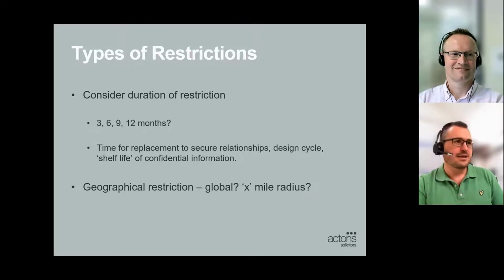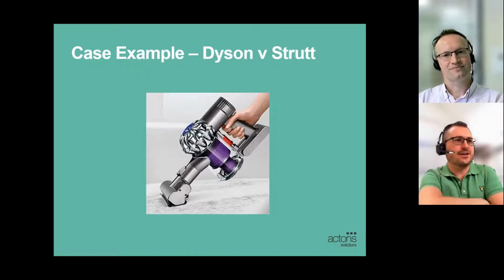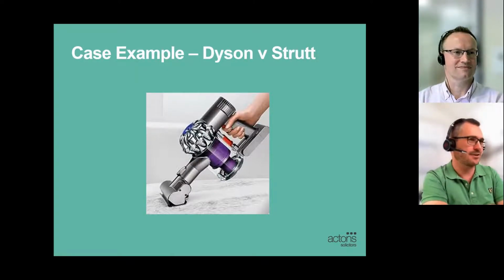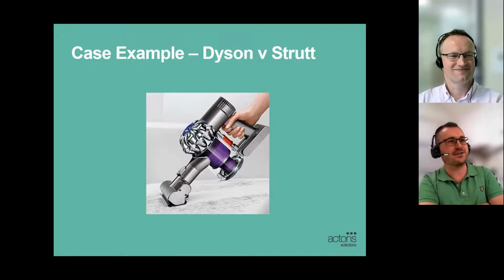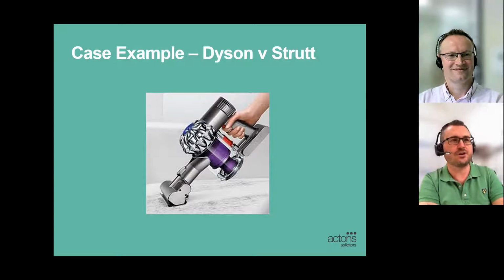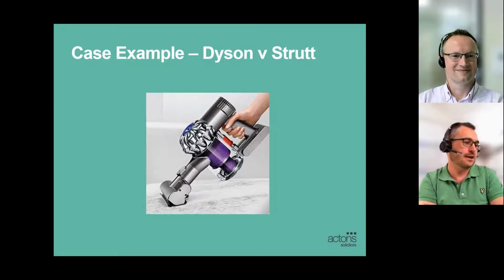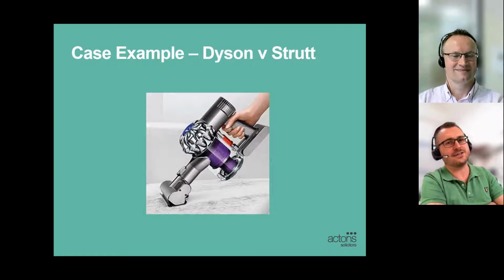And just to bring that to life a little bit, this was a case that I was involved in. I checked last night. Actually, it was 15 years ago, I think, when I was a trainee solicitor, and we acted for Dyson. And we'd helped them put their restrictive covenants together. So they had them in an employee's contract who was the chief design engineer working on what was then the new handheld Dyson. They hadn't released that to the market yet, and it obviously was super top secret.